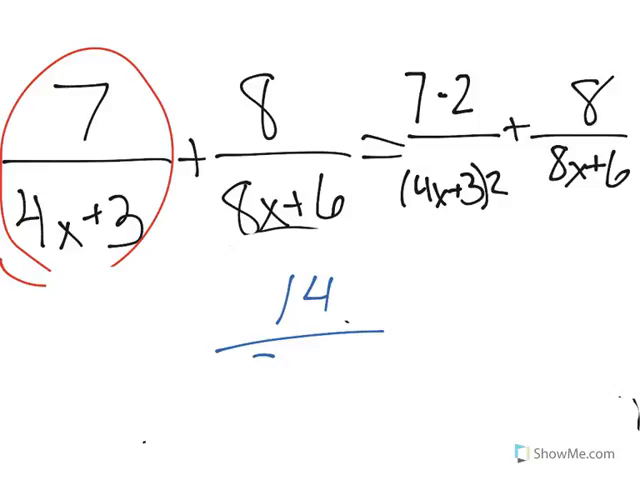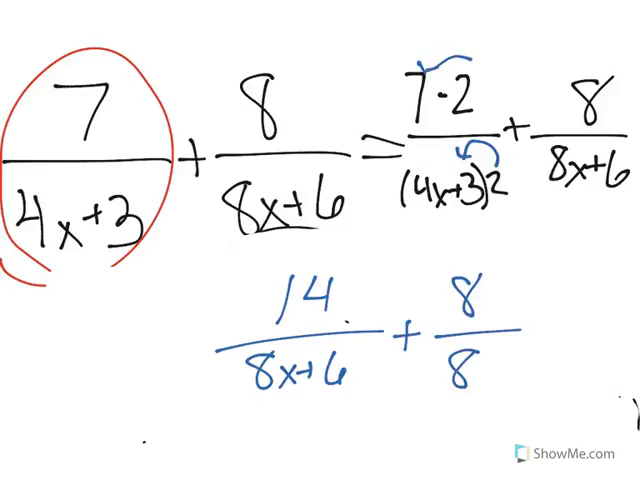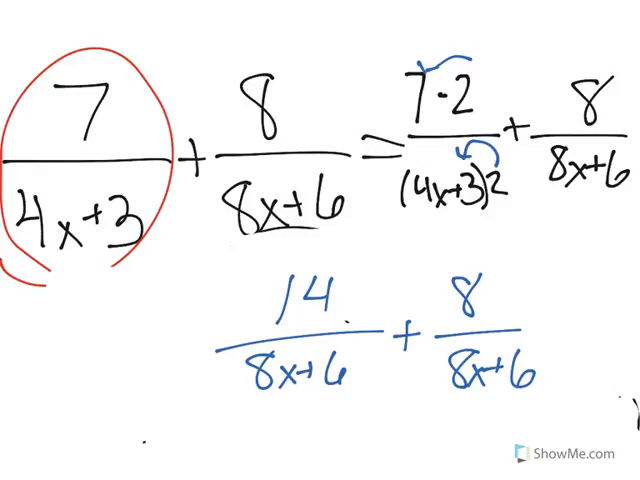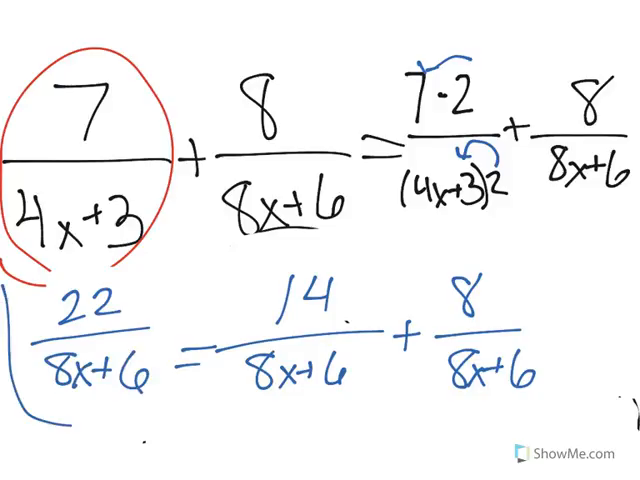So now we can turn this into 14 over 8x plus 6 just by distributing the 2, plus 8 over 8x plus 6, and now we just have the same case we had before, which is that our denominators are the same, and we just add them up, and we get 22 over 8x plus 6. And that's how we add our two expressions.